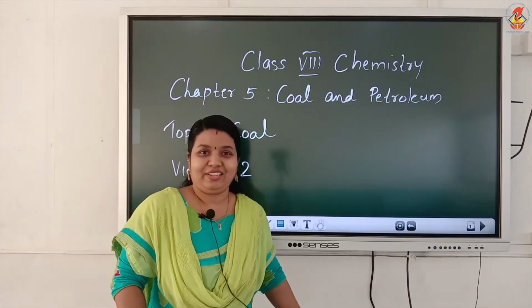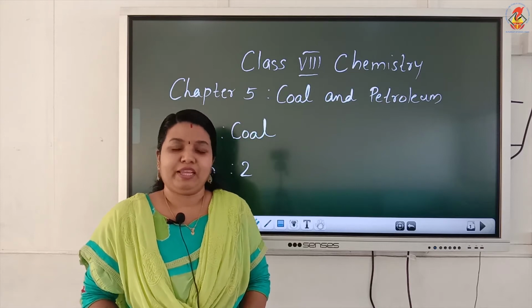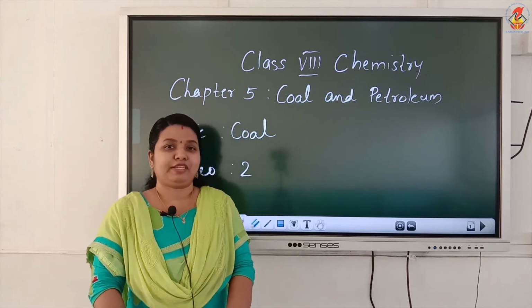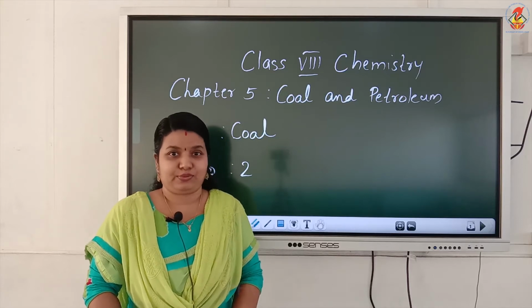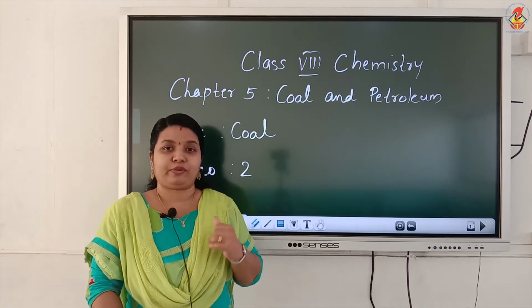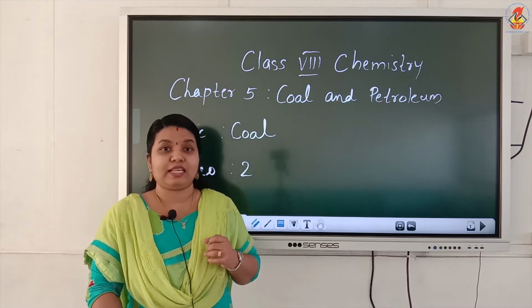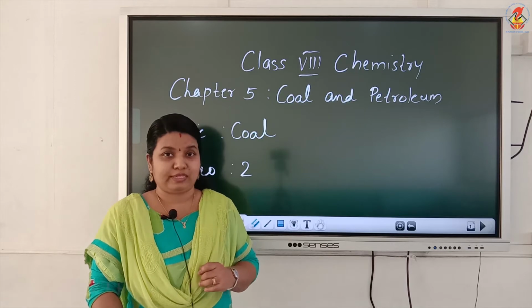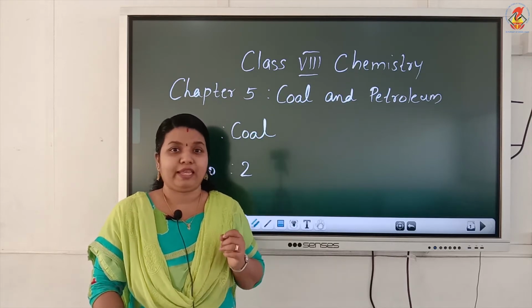Hi children, we continue with the fifth chapter, coal and petroleum. In the previous class we saw the differences between exhaustible and inexhaustible natural resources. And coal, petroleum and natural gas are exhaustible natural resources. They are also known as fossil fuels. Our chapter is about these fossil fuels: coal, petroleum and natural gas.